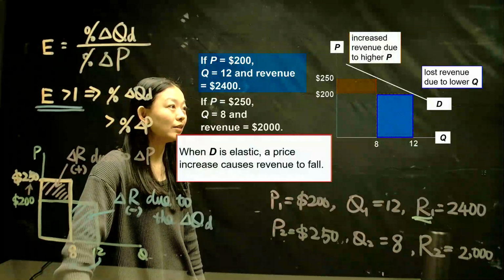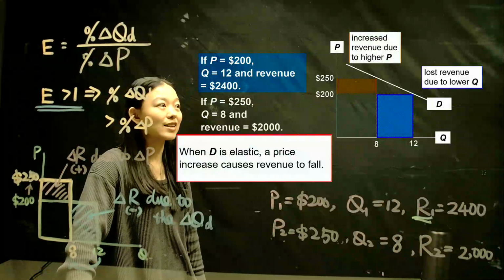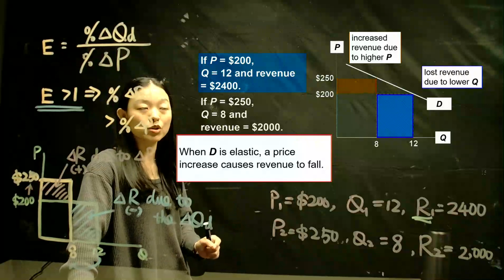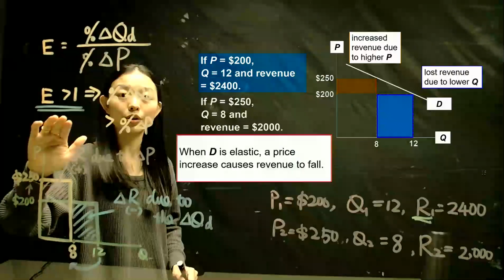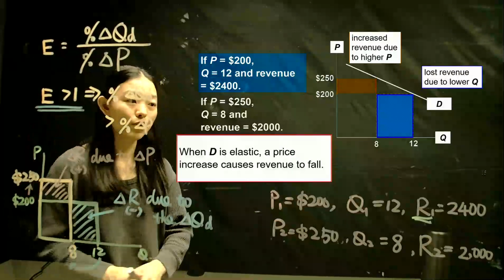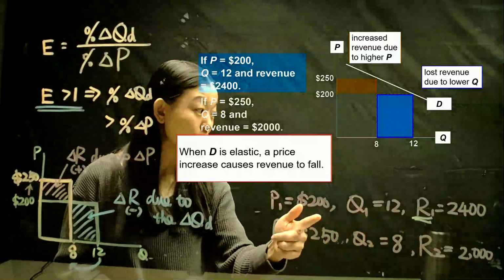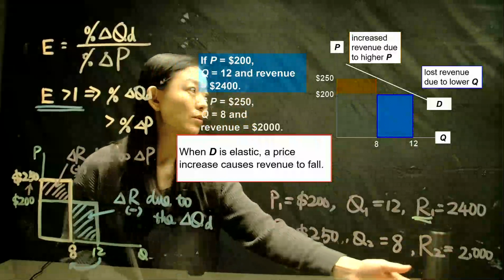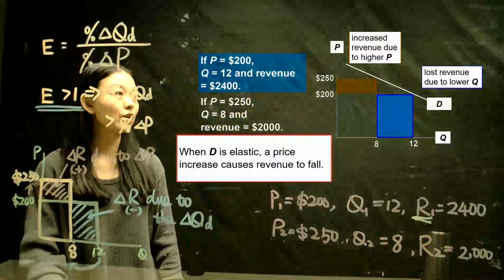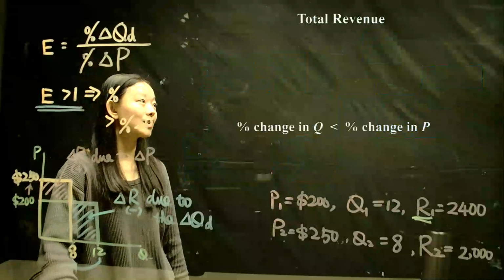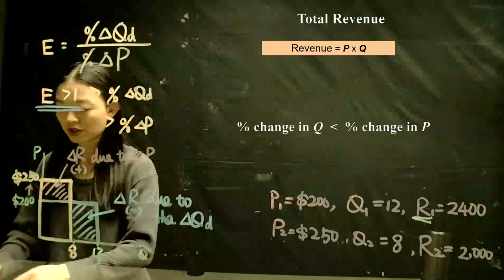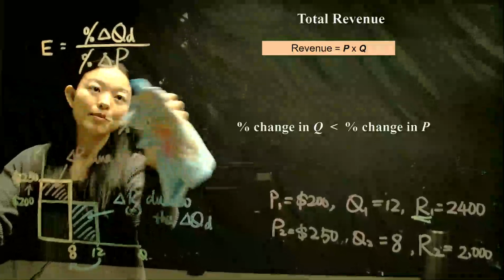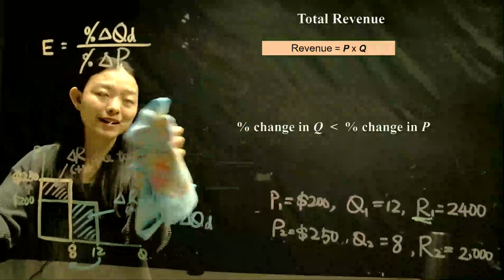So here I would like to say, when demand is elastic, a price increase will cause total revenue to decrease. So that would be the first case. Let's look at another one. Still talking about total revenue, but now we will move on to the second case.